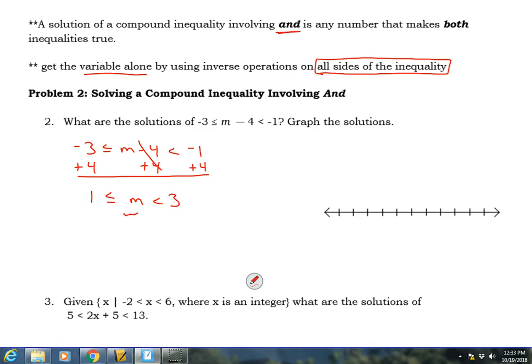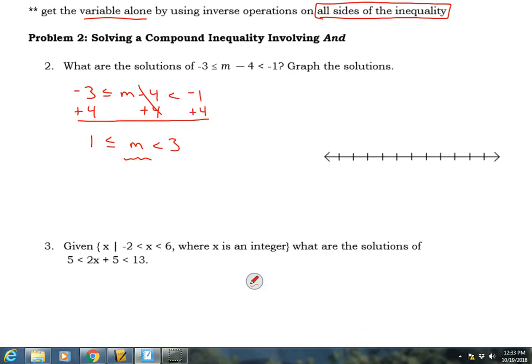Now, notice that the m is by itself. If the m is by itself, I'm done. I finish the inequality. This is saying that m, or the variable, has to be between the numbers 1 and 3. So on my number line, I'm going to have 1 through 3. I'm going to actually start with 0 and count by a half. So 0, 1/2, 1, 1.5, 2, 2.5, 3, 3.5, 4. So I just skipped every other line because I was counting by halves.